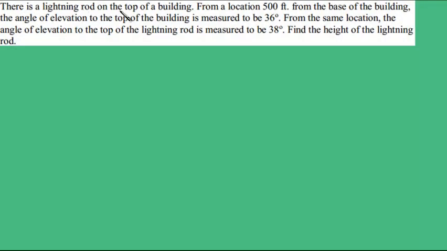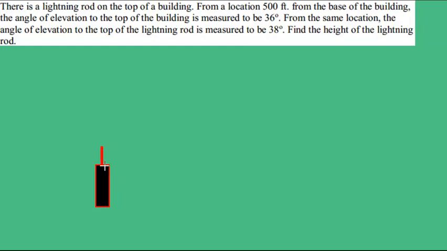There is a lightning rod on the top of a building. From a location 500 feet from the base of the building, the angle of elevation to the top of the building is measured to be 36 degrees. From the same location, the angle of elevation to the top of the lightning rod is measured to be 38 degrees. Find the height of the lightning rod. So let's try and get this by first making a little sketch of what we have here.